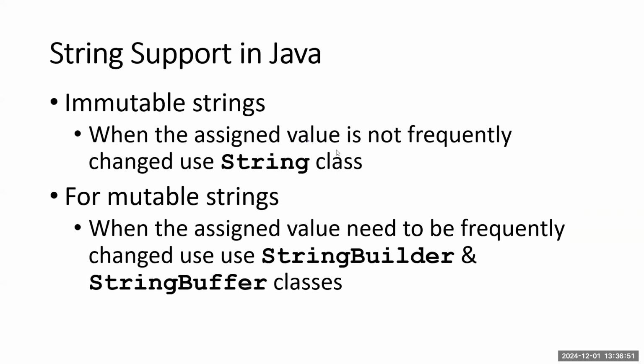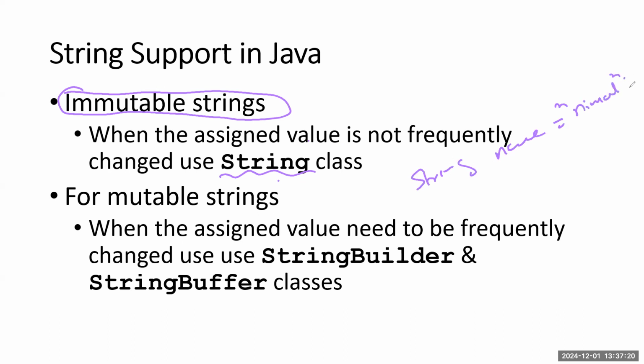So we have two types of string classes in Java. One is you can use the class called String. Okay, the class called String. That is when your string is immutable. Immutable means you don't change it much. You assign a value and then you don't change it. Maybe a string name, say animal. So you're not going to change that name much. Of course, usually you don't need to change the name of a person. So then go for the String class.